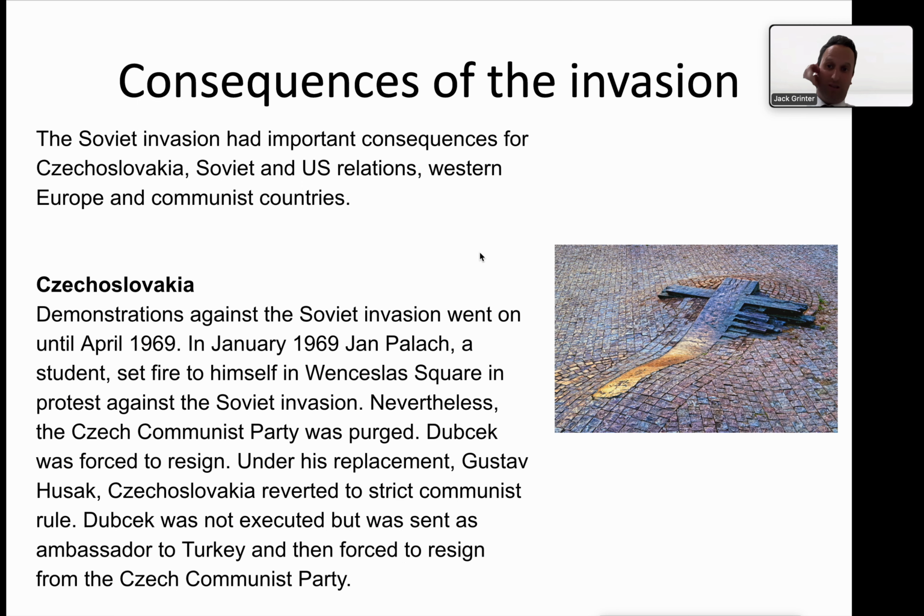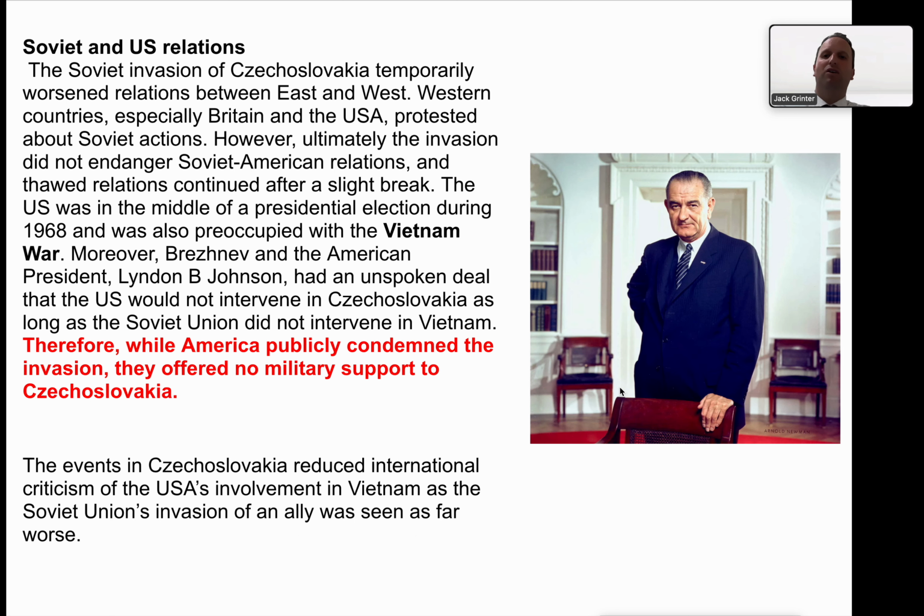What are the consequences, though? There are important consequences for Czechoslovakia, Soviet and US relations, and Western European communist countries as well. So for Czechoslovakia, for many, it's devastating. There's a Czech student, Jan Palach, and if you go to one of the main squares in Prague, Wenceslas Square, you can actually see a memorial to him, which is a cross in the ground. Jan Palach decided to set fire to himself as a form of protest against the Communist Party and what had happened over Czechoslovakia.